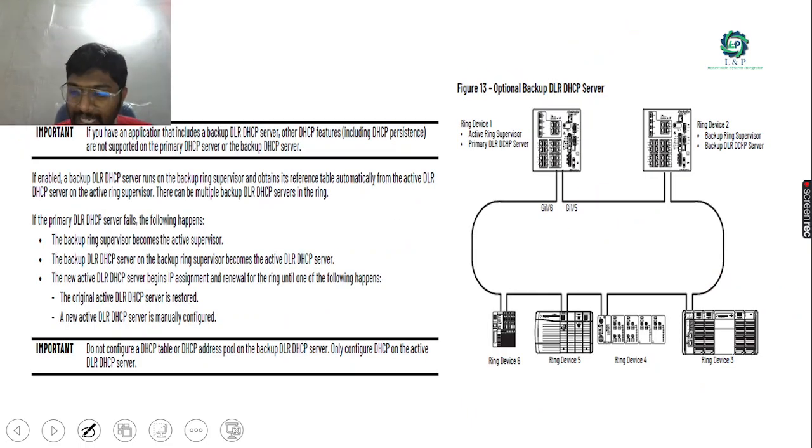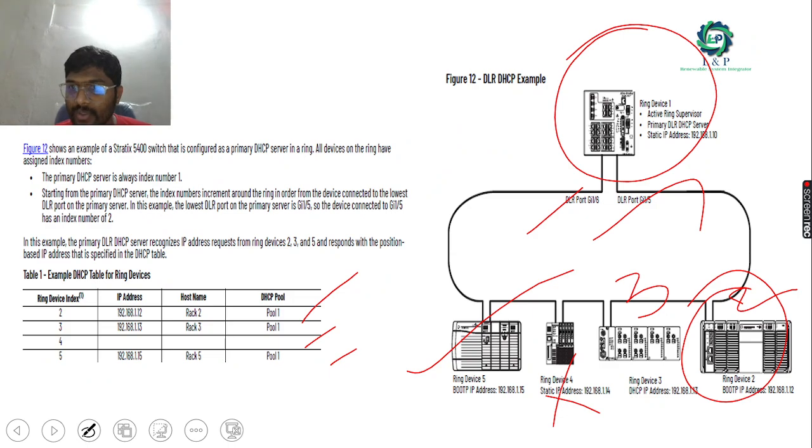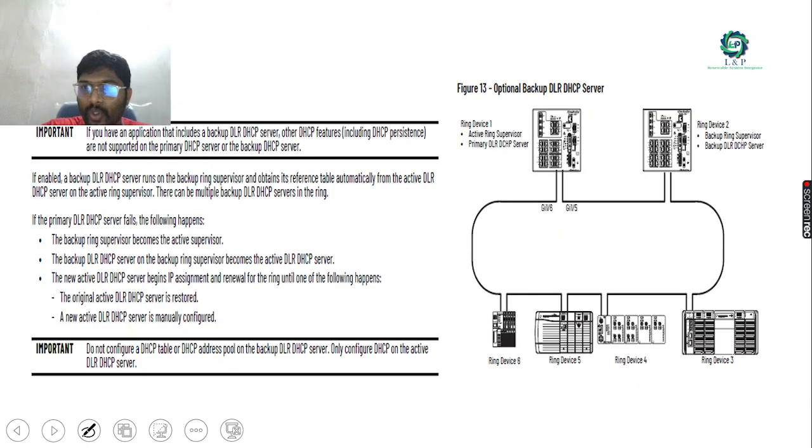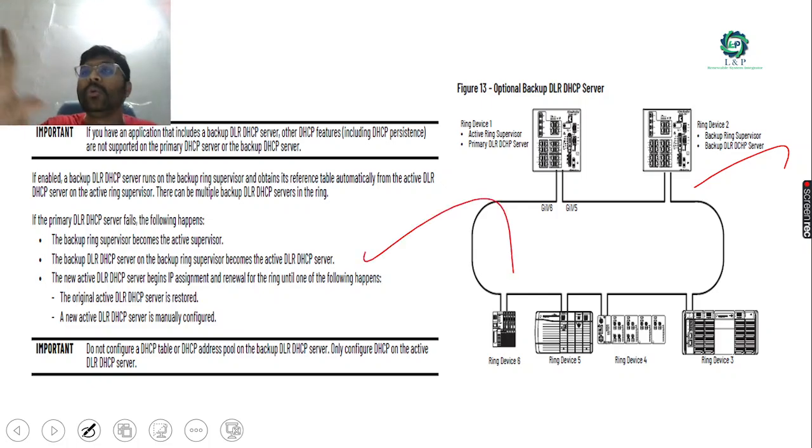Next, if you are going for a backup, as you can see the differences, this is the primary. Here the mode will be supervisor. Here the mode will be backup. If the primary fails, the following should happen when you have enabled the backup server, which is optional. It becomes the active supervisor. The backup DLR server on the backup ring takes over and becomes the active DLR DHCP server. The most important thing it does is restore the network to proper conditions.